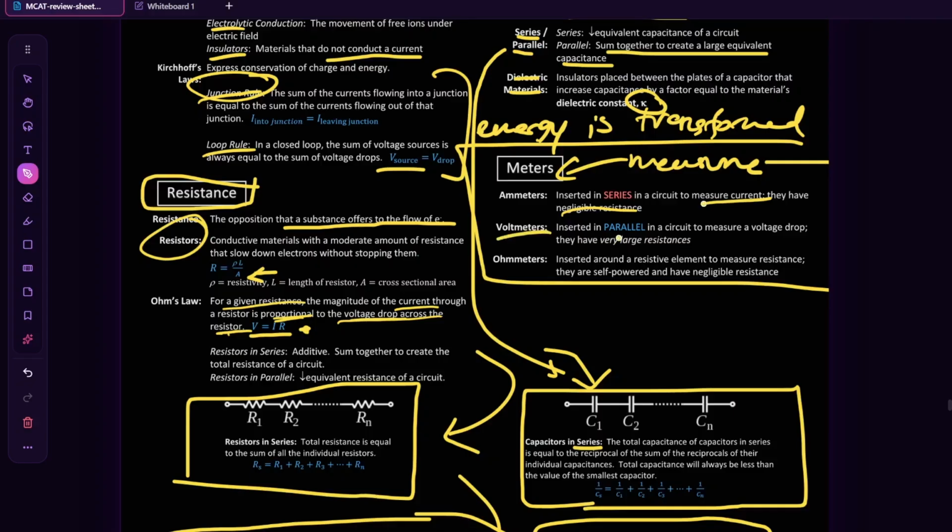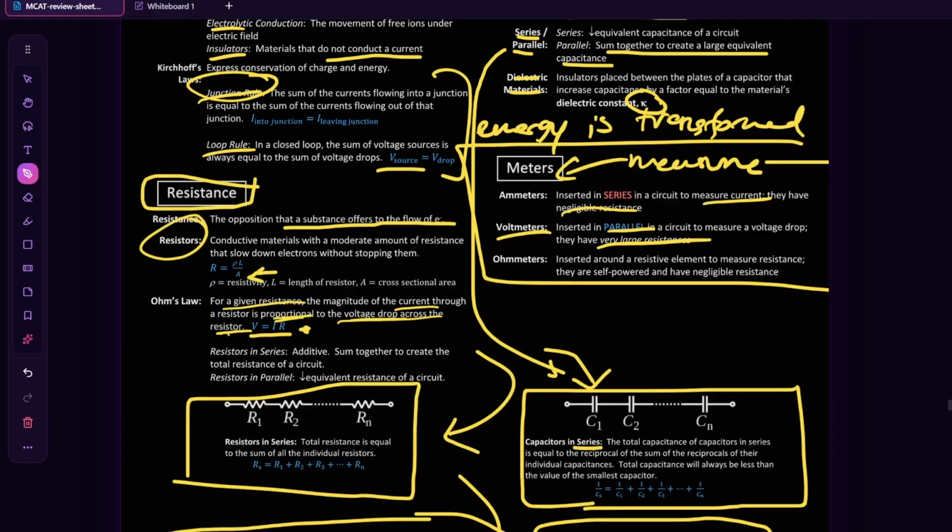Voltmeters are inserted in parallel to measure a voltage drop, and they have very large resistances. Voltage is the potential difference between two points, and voltmeters work the opposite way. They're connected in parallel, alongside the component you're measuring, rather than directly in its path. For this to work properly, voltmeters are built with a very large resistance so that almost no current flows through the voltmeter itself. It just senses the potential difference without diverting any real current away from the main circuit.